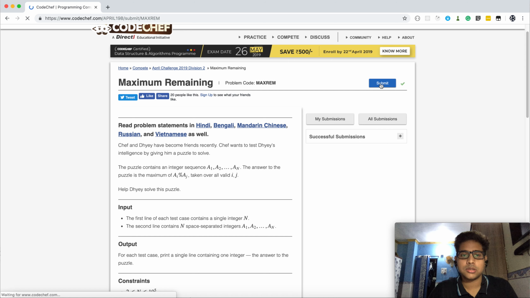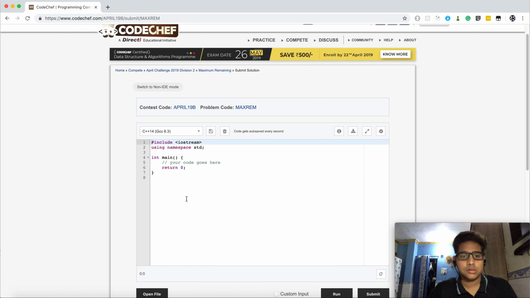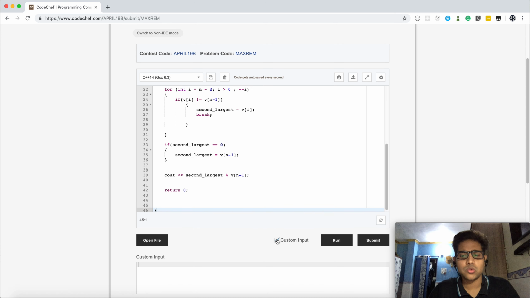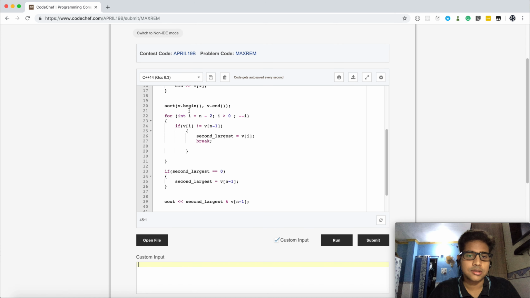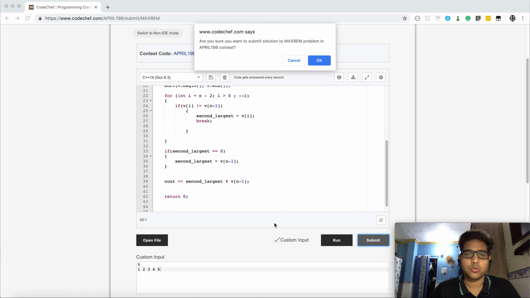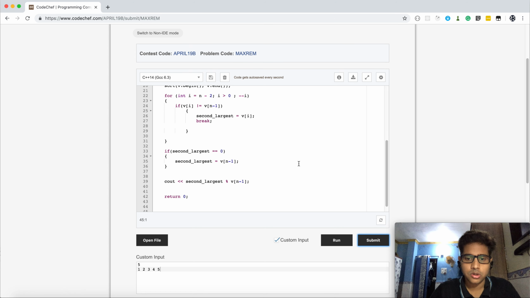So let's try to submit this question. I'll paste it here. Okay, let's try to run with some custom test case. Let's take the example given on CodeChef itself, that is, we have 5 numbers and those numbers are 1, 2, 3, 4, 5. And let's test what is the output. Actually, I don't want to test. Okay, let's try to submit it without testing. We'll see.